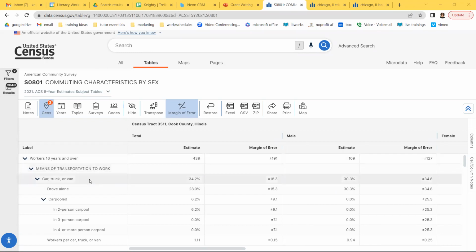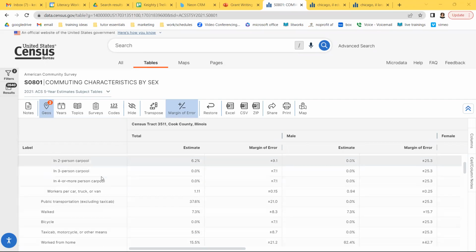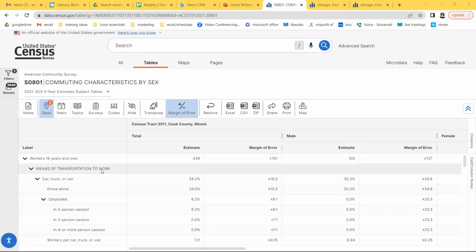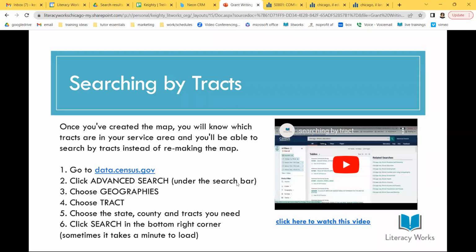I didn't even know they had this table. You can see how people drive, if they carpooled, they walked. This is cool, but it might not help our work here. But thinking about once you have those tracts, you can search specifically. So now you're not adding things together or trying to calculate all these different areas. It's all there on the table for you. So now you just have to update your numbers every year as numbers change in the data.